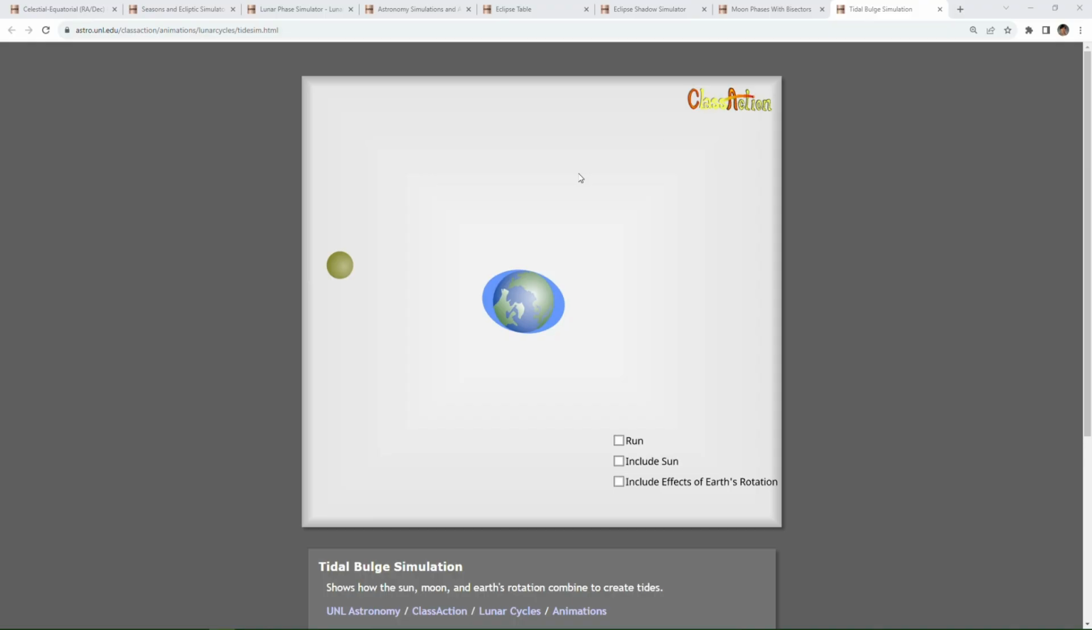Now let's take a look at the simulation, which will help you understand the tides better. You can see here is the Earth, the blue is the ocean, and the small object here is the moon. You can see the bulge is always along the direction of the moon. But remember, the moon orbits around the Earth about once a month, but the Earth rotates around its own axis about every 24 hours, every day. So each location will experience 2 high tides and 2 low tides.